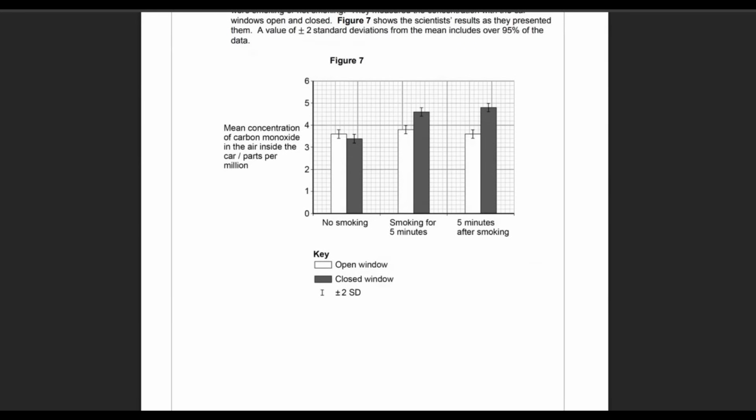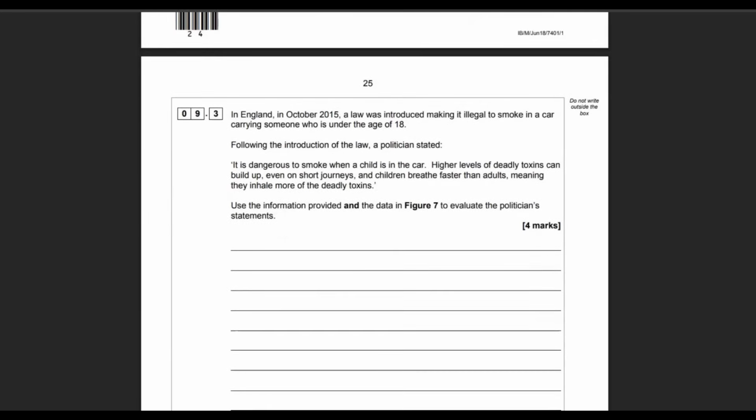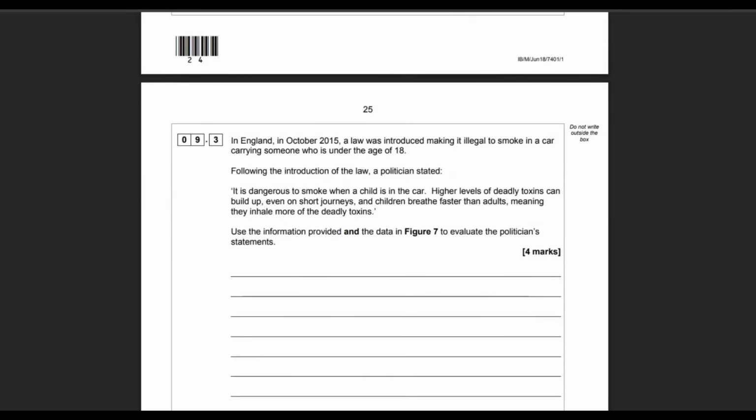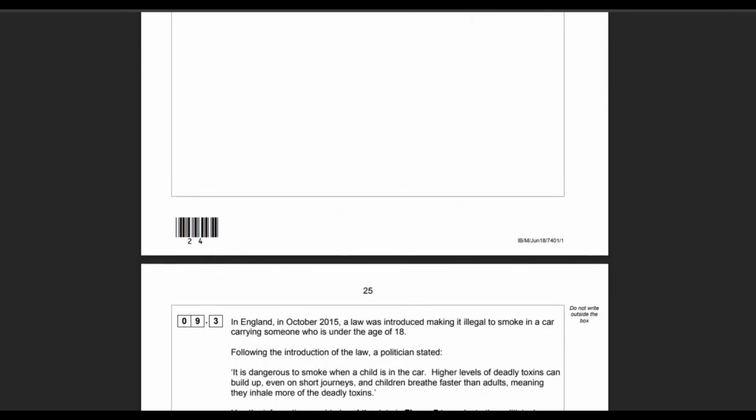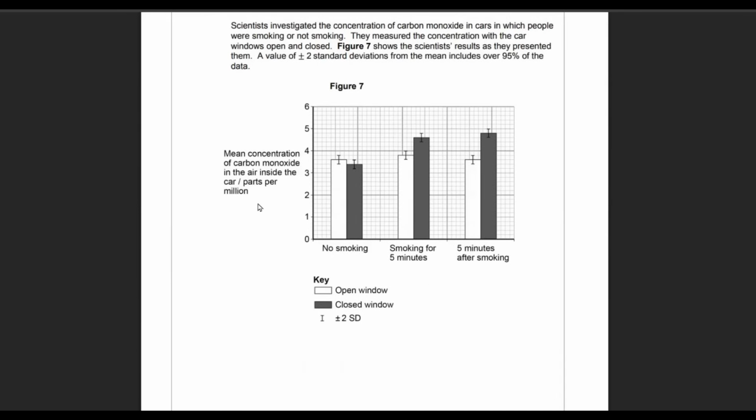And what we would say is, yep, even on short journeys and children breathe faster. Okay, so positive thing, carbon monoxide is dangerous. Well, not positive, really. We would say, yeah, short journeys. They did journeys not shorter. They only did journeys of, well, this data is only relevant for journeys that are at least 5 minutes. And it shows that if you've been smoking for 5 minutes, there is a higher carbon monoxide concentration, and it is a significant amount with the window closed than if you weren't smoking.